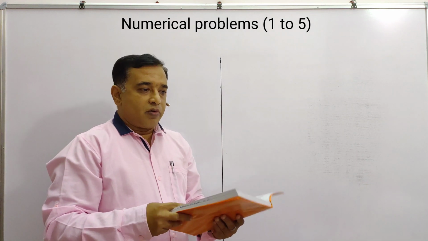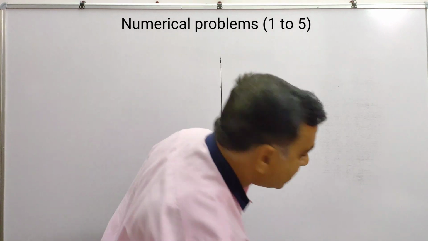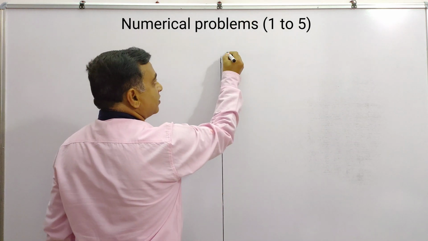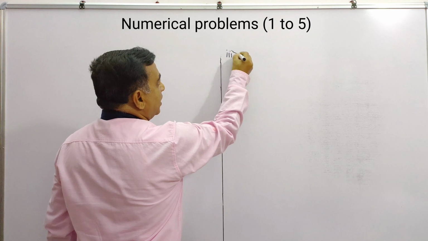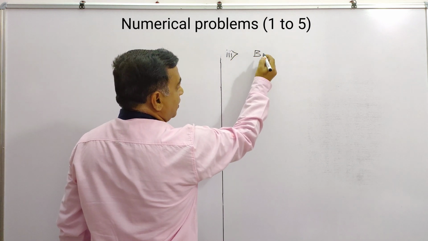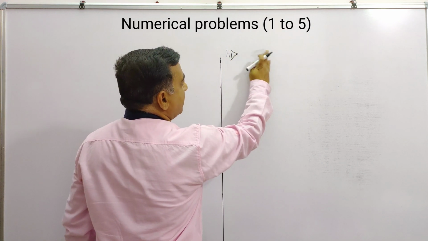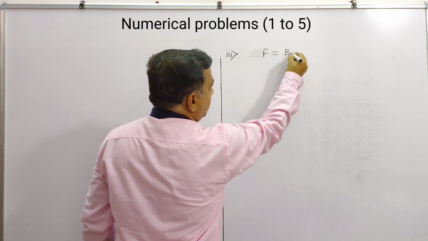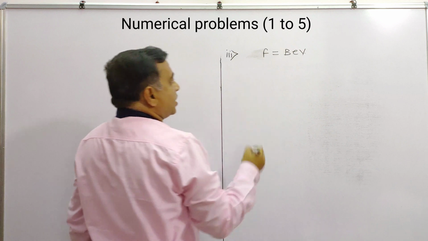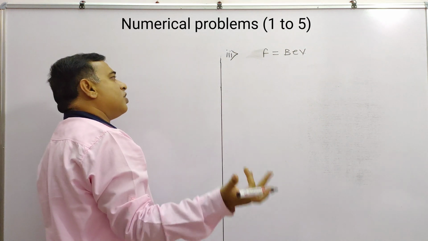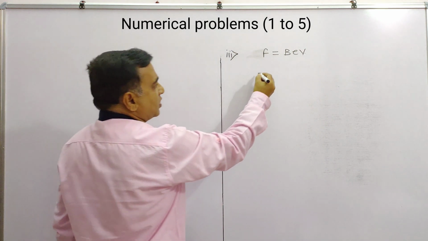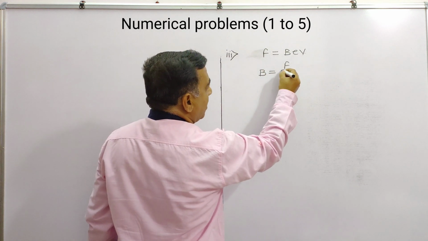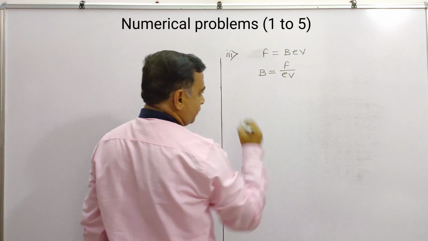So accordingly we are going to get that. How to get that? Let us start. Here the third one, how to get the magnetic induction? If the magnitude of F is given by F is equal to B into E into V, using this simple formula, we are going to obtain the magnetic induction. How? B is equal to F upon E V.